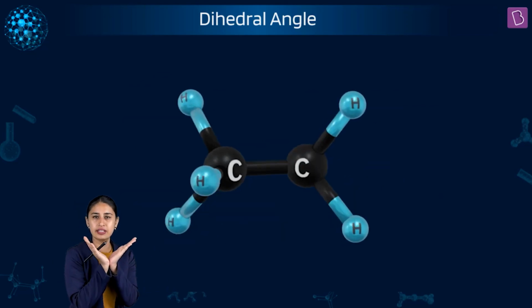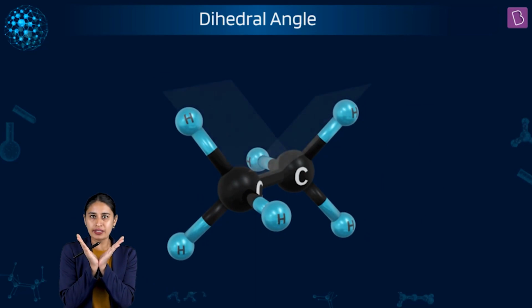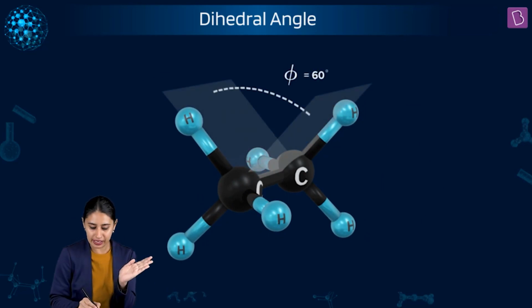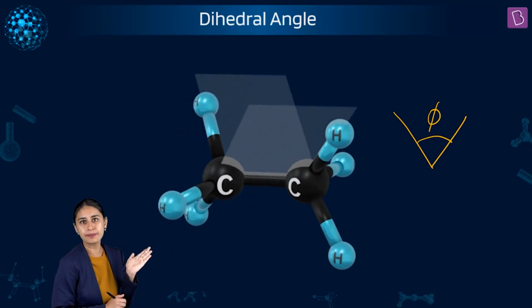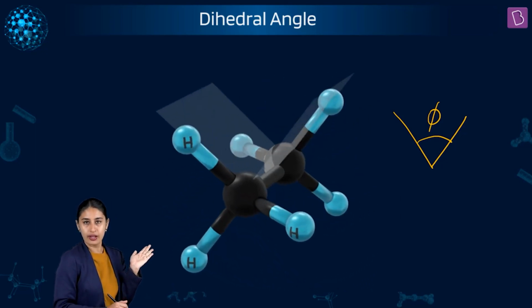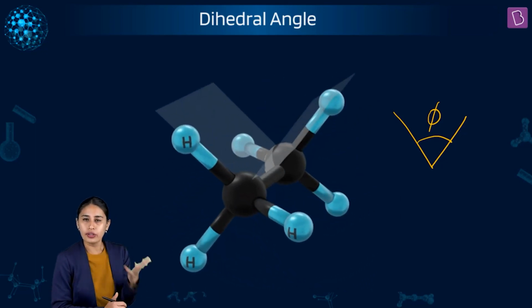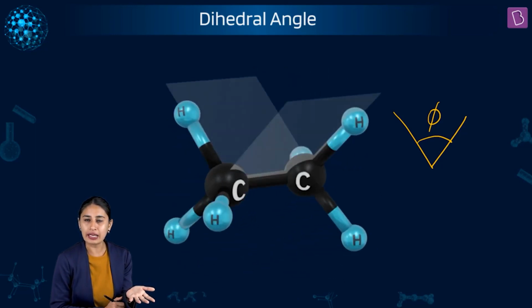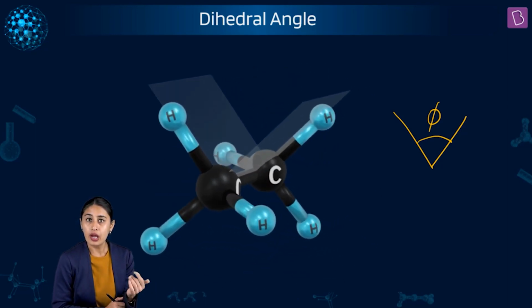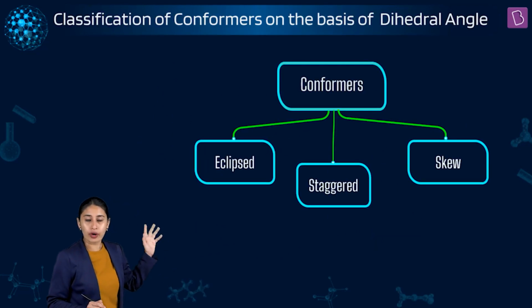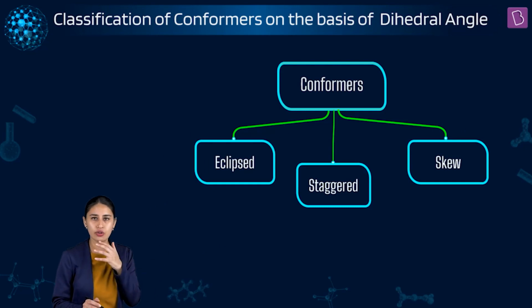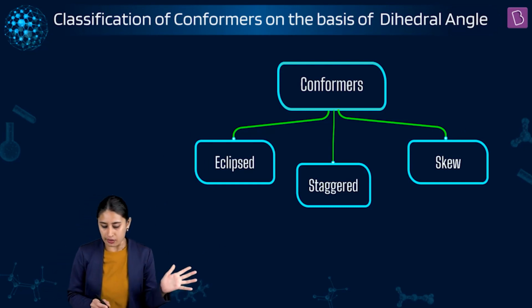And for the other carbon, again, H, C, and C, with the second plane we have taken. And we are seeing the angle that these two intersecting planes are making is going to be called the dihedral angle. All right? So, on the basis of this dihedral angle, we can have three very important kinds of conformers that are going to be utilized by me now.